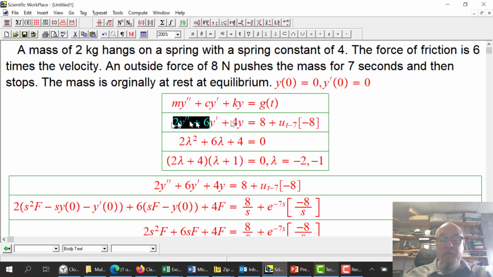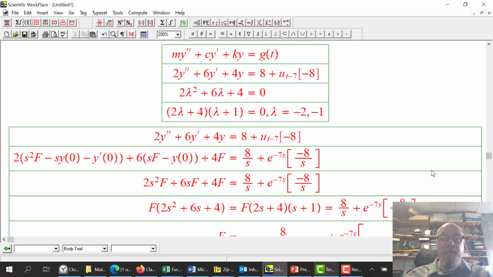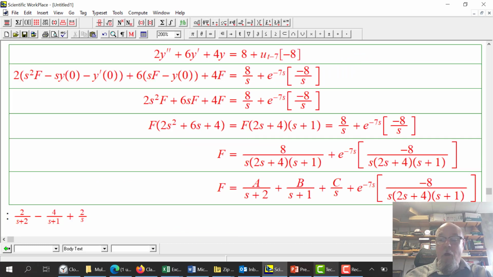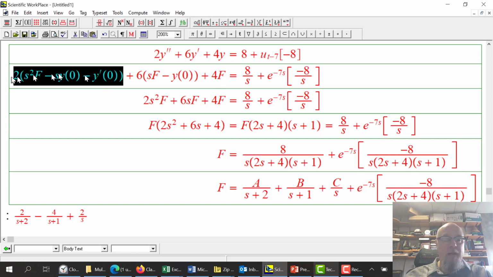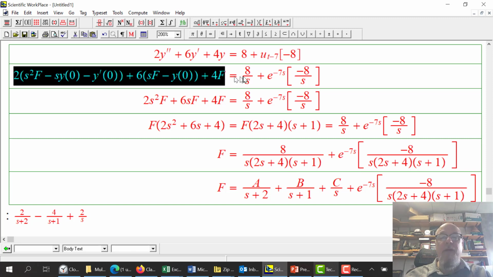I'm going to take the Laplace of this equation. So the story is basically over, and we're just doing the math now. So here's my differential equation with the Heaviside step function in it. Moving into the Laplace world, the highlighted is the Laplace of y prime prime. The highlighted is the Laplace of y prime, and then the Laplace of y is just F. So here's my Laplace of the left-hand side.